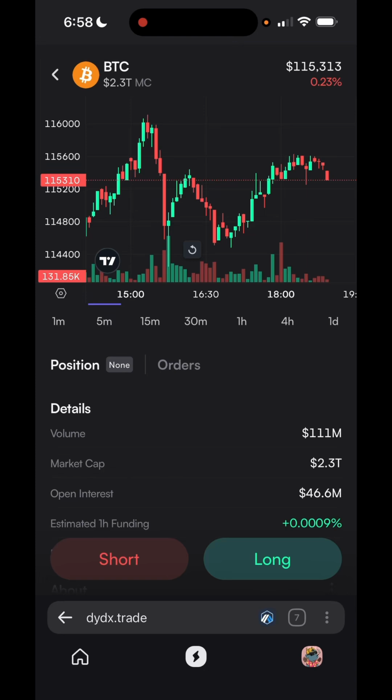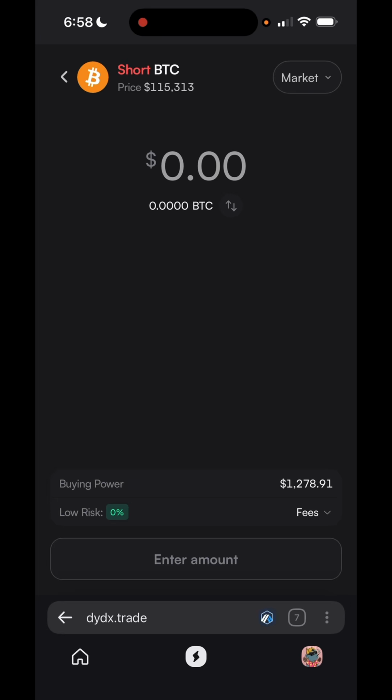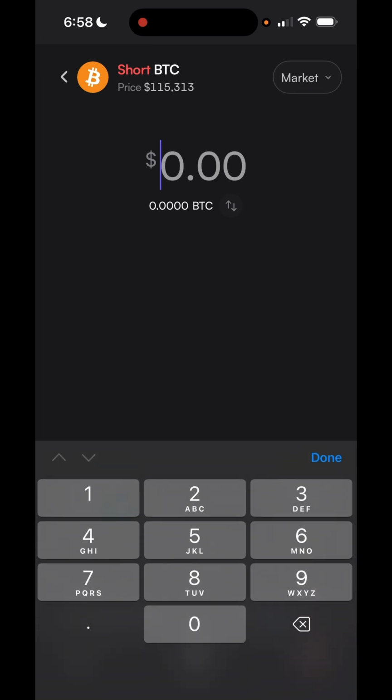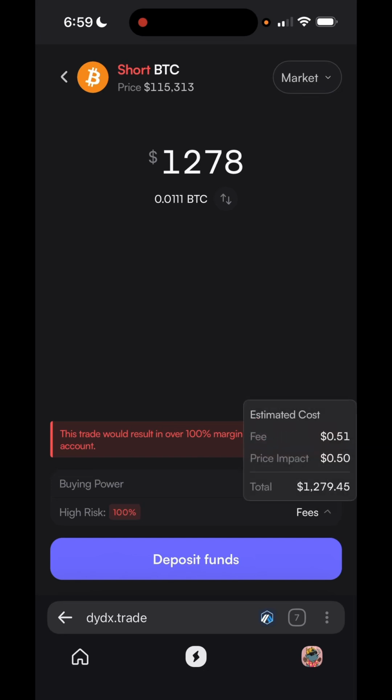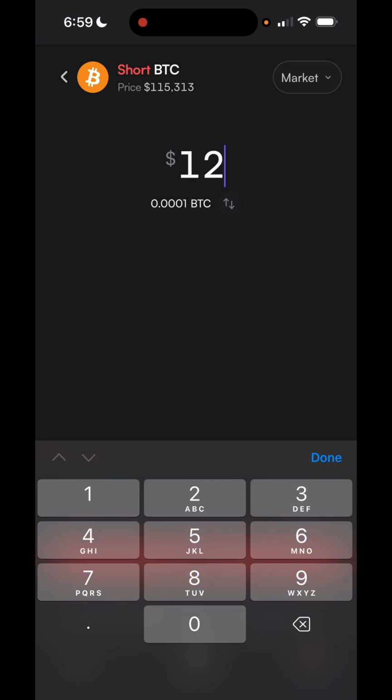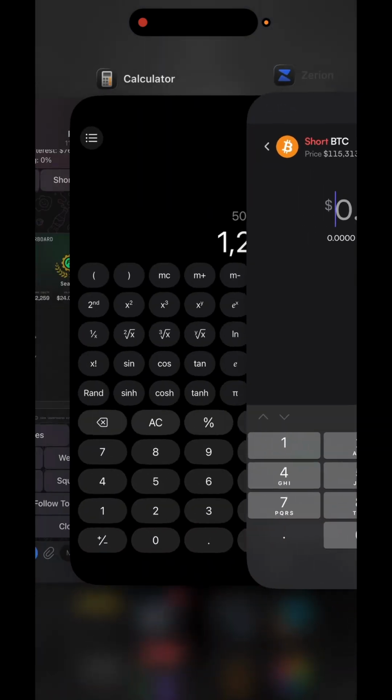So if we want to long or short BTC with 50x leverage, you open the pair, you choose long or short. I think the market is bearish, so we're going to follow the market trend and go with shorts. So if you want to go with 50x leverage, you max out your buying power, which you're going to be using to pay a trading fee of $0.51 for this particular buying power.